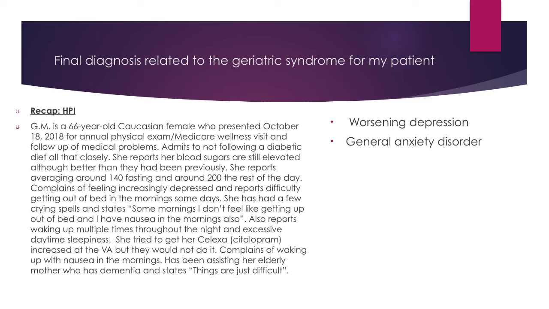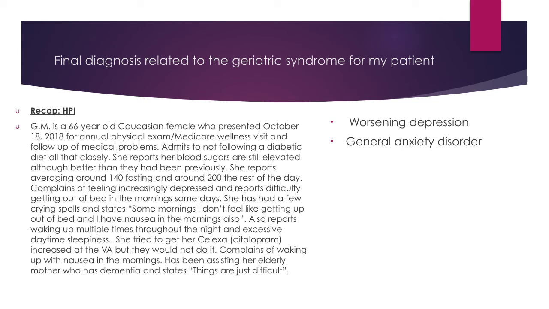In my patient, the final diagnosis related to the geriatric syndrome was worsening depression and generalized anxiety disorder. These were causing her sleep disturbance. She is a 66-year-old Caucasian female. She admitted to not following a diabetic diet all that closely. She reported her blood sugars were still elevated, averaging around 140 to 200. She admitted to not being compliant with a diabetic diet. She didn't exercise. Really just was not taking care of herself.